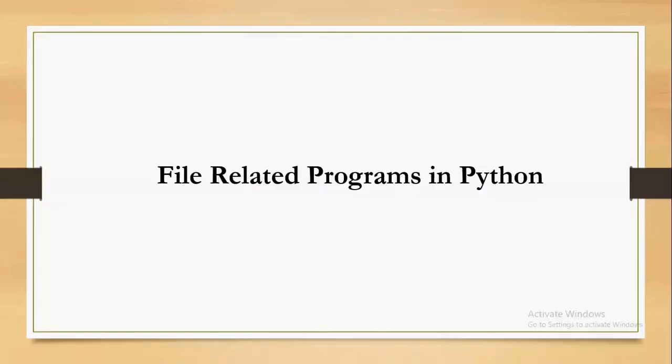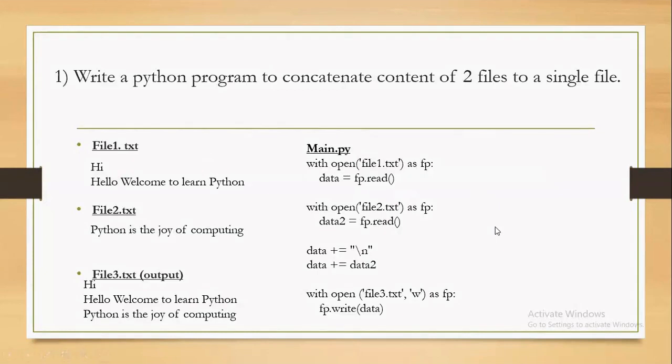Here we are going to discuss some of the important file-related questions frequently asked in previous year question papers. The first program is: write a Python program to concatenate the content of two text files into a single file. Here we are going to work with three different text files. The content is read from the first file and also from the second text file, both get merged together, and the merged content is going to be written into the third file.